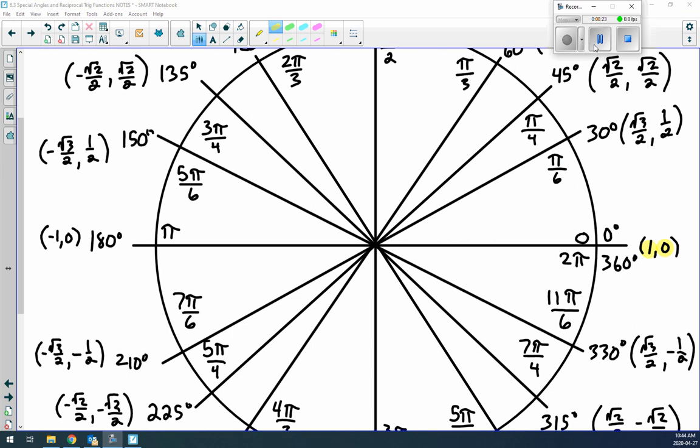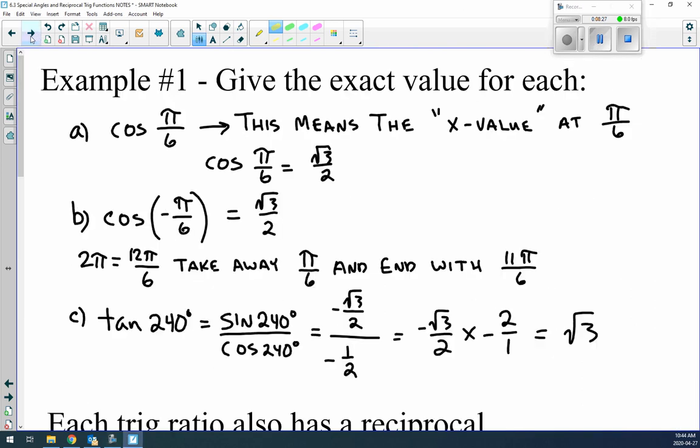Okay. So flip to the last page and let's look at some examples of how it relates to this. What we're talking about is we want to give exact values for each of those when we do that. So let's look at cosine of pi over 6. What we're looking for is the x value at pi over 6. So go back to the unit circle. Go to pi over 6.